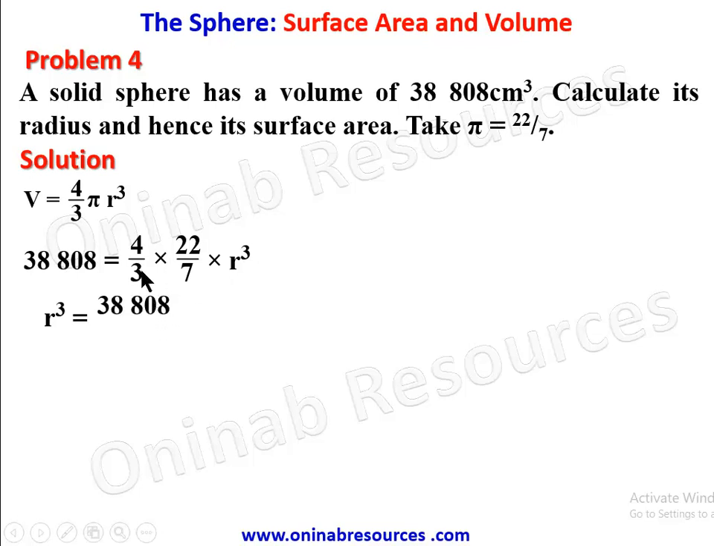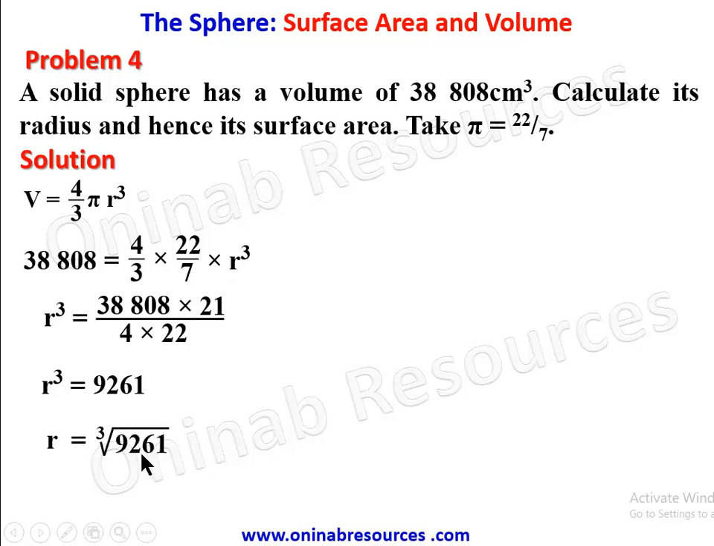38,808 multiplied by 3 times 7 over 22. We multiply by 21, then divide by 4 times 22. So pressing this from our calculator, r cubed is 9,261. To get r, we find the cube root of 9,261. That gives 21 centimeters. So we're done with the first part of the problem.